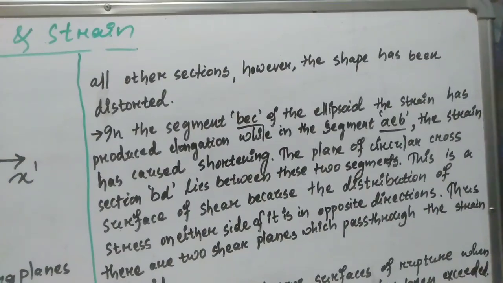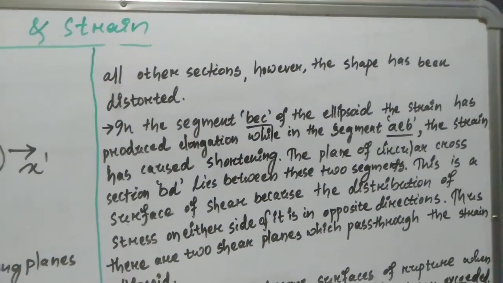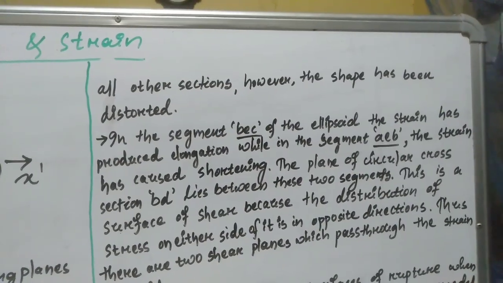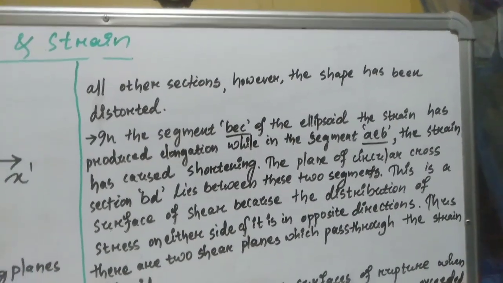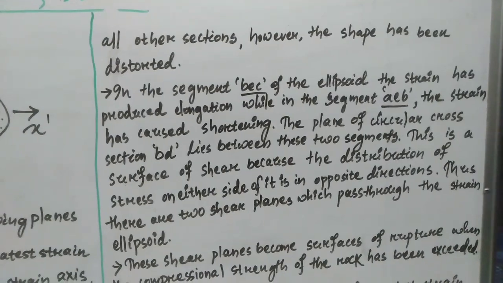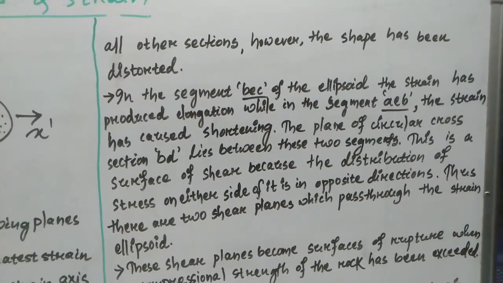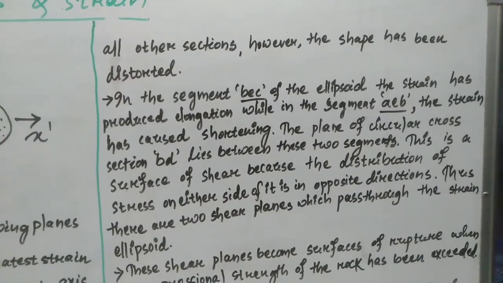The plane of the circular cross section BD lies between these two segments. This is a surface of shear because the distribution of stress on either side of it is in opposite directions. Thus, there are two shear planes which pass through the strain ellipsoid.